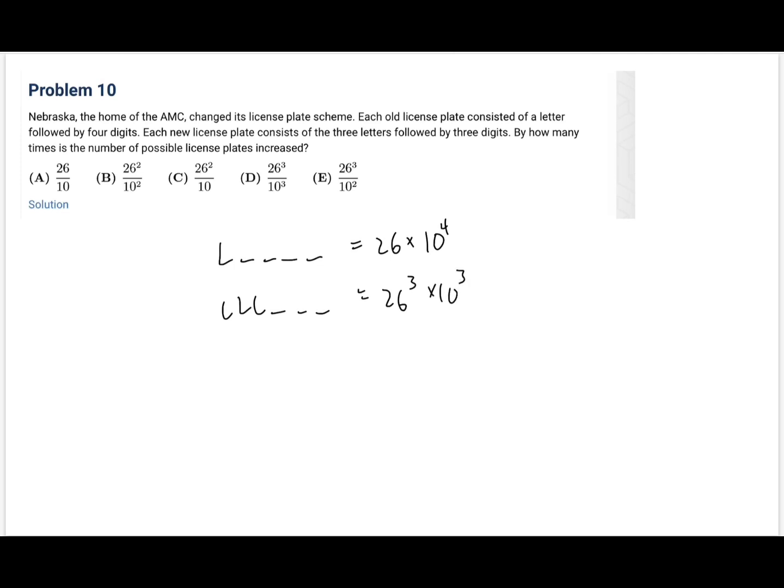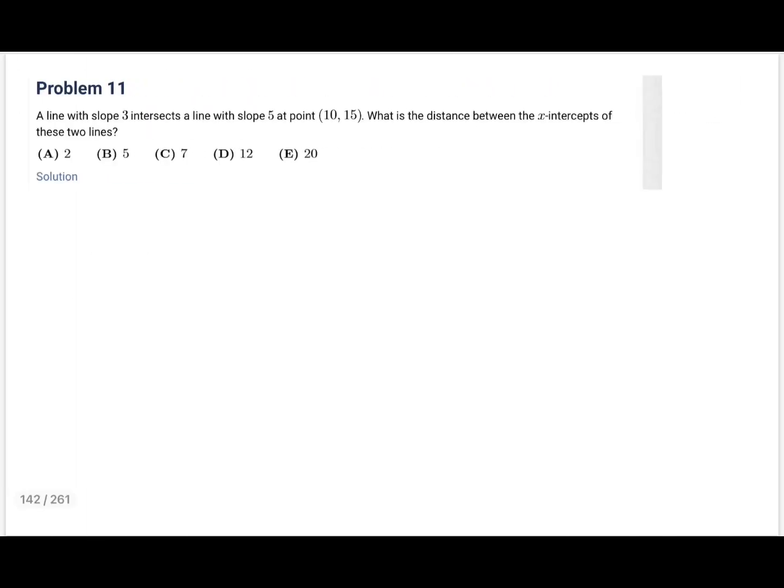So how many times is the number of possible license plates increased? This is 26 squared over 10. The answer is C. Problem number 11. A line with slope 3 intersects a line with slope 5 at point 10, 15. Okay, so since it's 10, 15, the line with slope 3 will be y equals 3x minus 15. And then slope 5, y equals 5x minus 35. So what is the distance between the x-intercepts of these two lines?